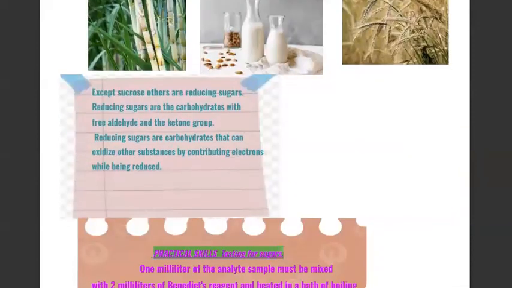Except sucrose, others are reducing sugars. Reducing sugars are the carbohydrates with free aldehyde and the ketone group. Reducing sugars are carbohydrates that can oxidize other substances by contributing electrons while being reduced.